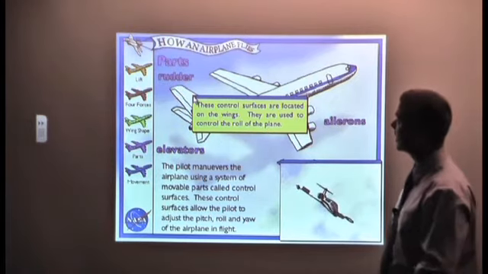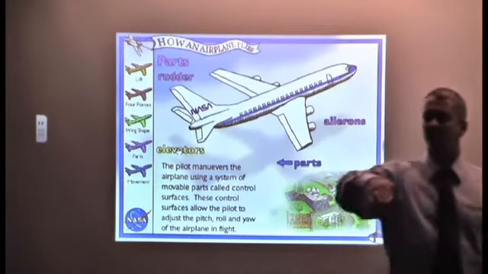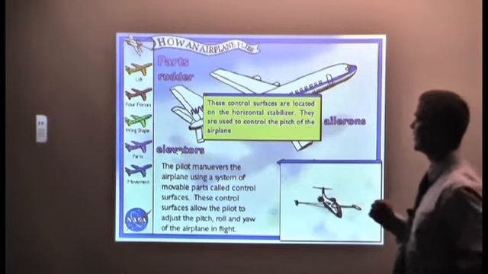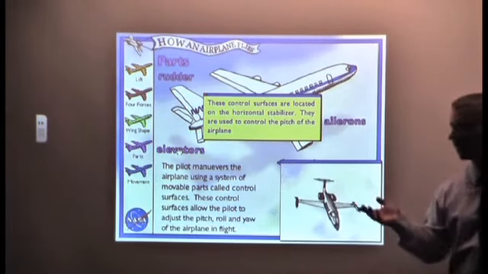Okay, let's go back. Let's take a look at the elevators. Elevators would control the pitch of the airplane. If it goes up or down, they would use the elevators. And I think if you click on this picture, it'll spin it around, right?